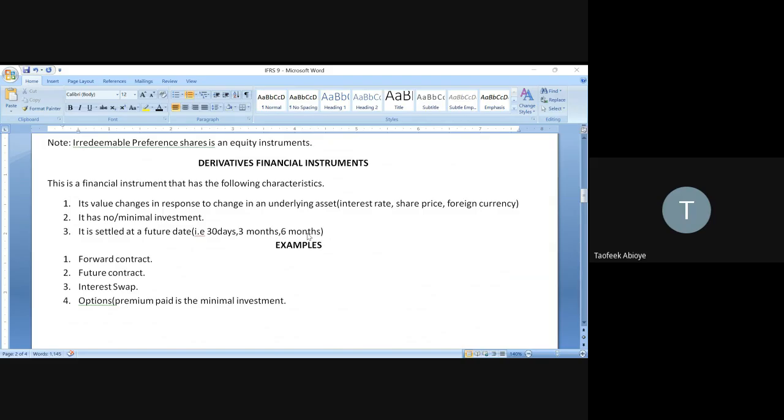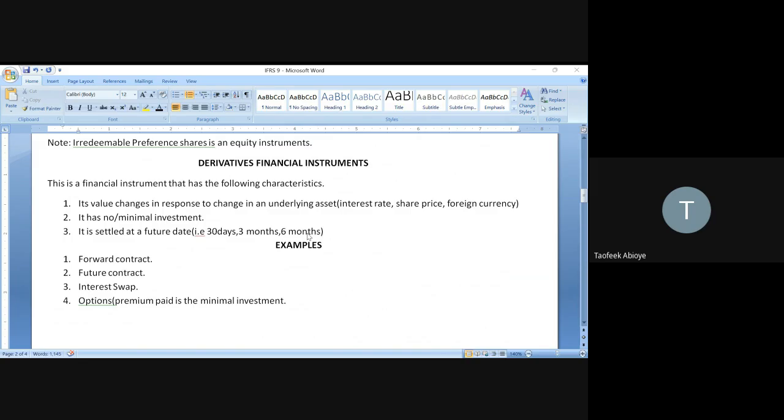Now, where does derivative financial instrument come in? It is a financial instrument because it is a situation whereby you enter into a contract with another person. That person, you can call it a dealer, it can be a bank. Next month, I want to buy $2,000 because I want to settle one payment in US. So I need $2,000. Now, as at today, let's say the dollar is 1,005.